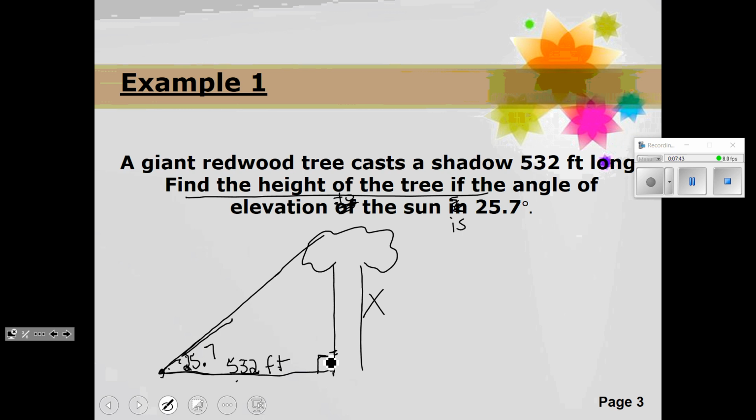Using this angle, we have to have the x in there somewhere. So what's the relationship of x to 25.7 degrees? It is your opposite. What's the relationship of 532? It is your adjacent. So what will I be using, sine, cosine, or tangent? We're going to say the tangent of 25.7 is equal to x over 532. And so what would I do to solve for x? Multiply by 532. So that's all you need to do.